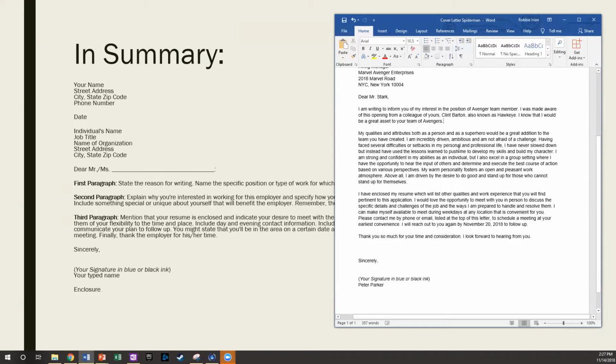So this is a really vague example from his life, but you can use a specific experience you had or hardship you went through to describe how that changed you or improved you as a person and as an employee. I am strong and confident in my abilities as an individual, but I also excel in a group setting where I have the opportunity to hear the input of others and determine and execute the best course of action based on various perspectives.